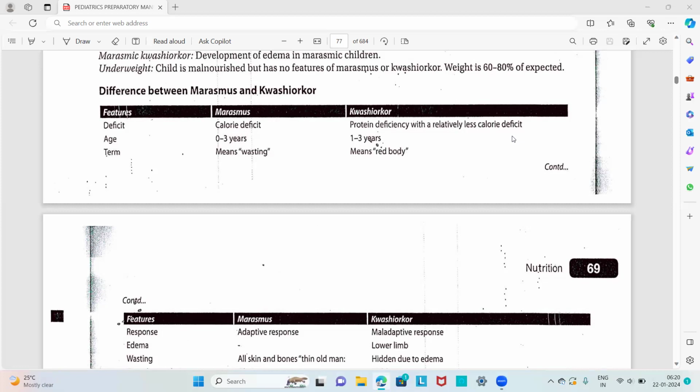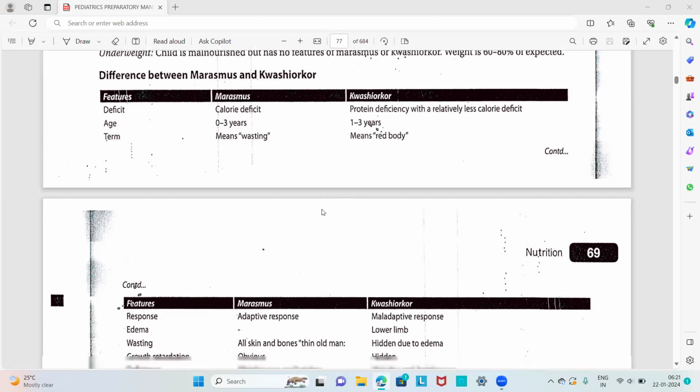Then age: marasmus usually occurs at the age of 0 to 3 years, but kwashiorkor usually occurs at the age of 1 to 3 years. Then marasmus is the term which means wasting, so the child looks like everything is wasted. Then kwashiorkor means the red baby.